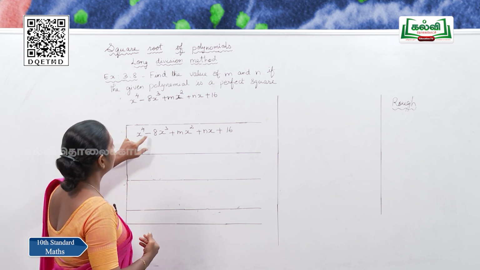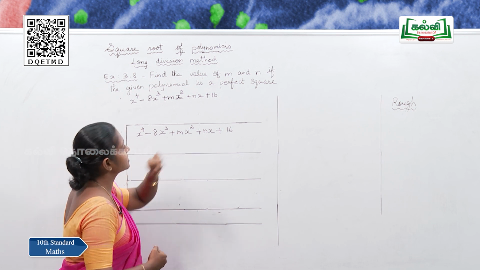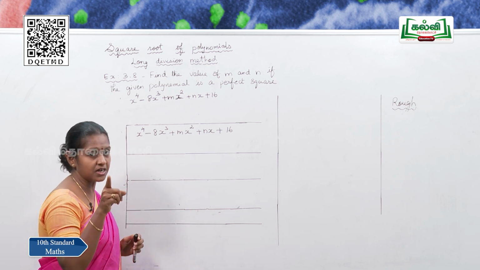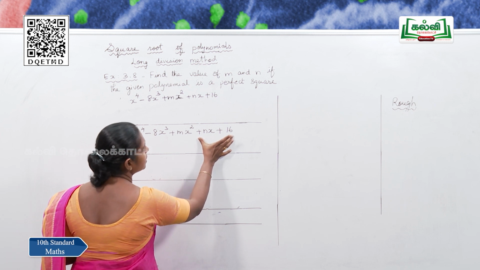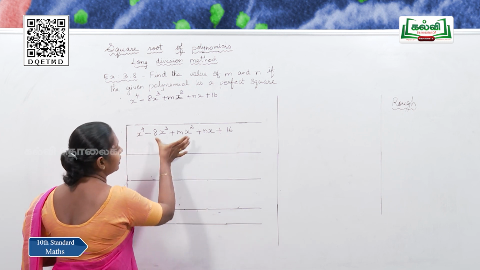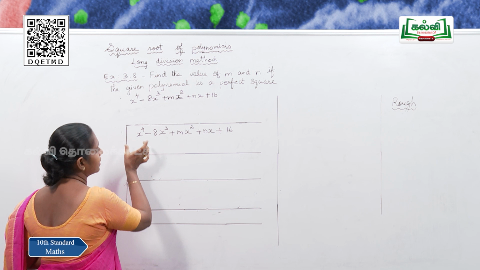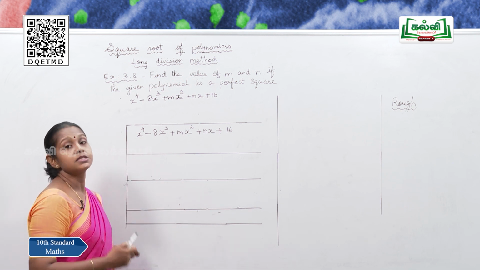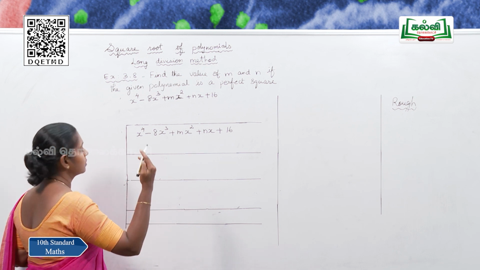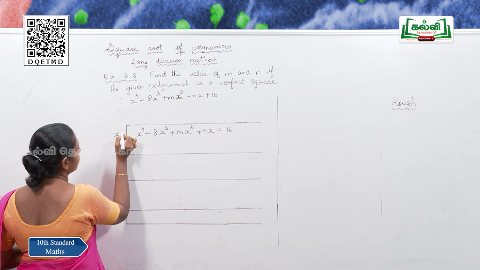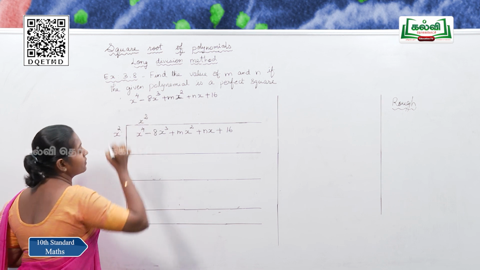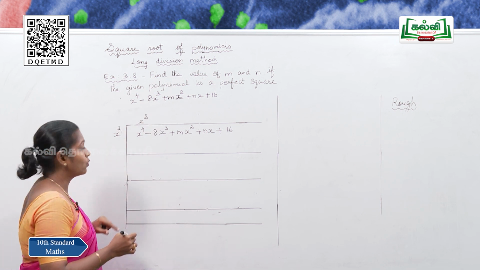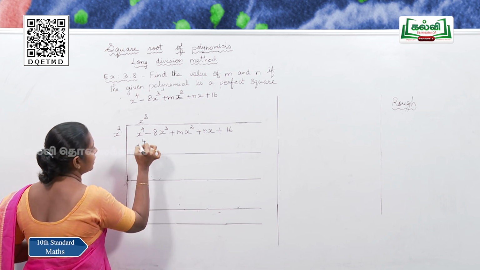So, x to the power 4 minus 8x cube plus mx squared plus nx plus 16. I told you already, you all know, I think you have started. Very good. So, the last two terms should be paired up. Next two terms should be paired up. At last, I have only x to the power 4. So, what is the square root of x to the power 4? Correct. This is x squared. So, you have to write in both places. X squared, x squared. So, if you multiply, what will you get? X to the power 4.